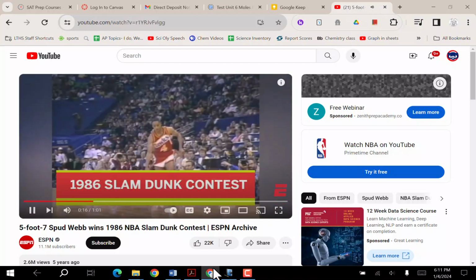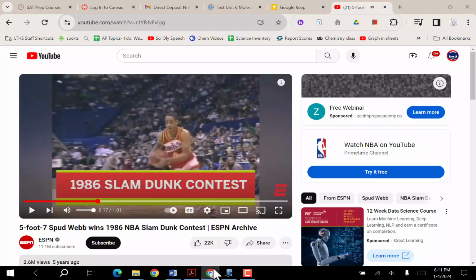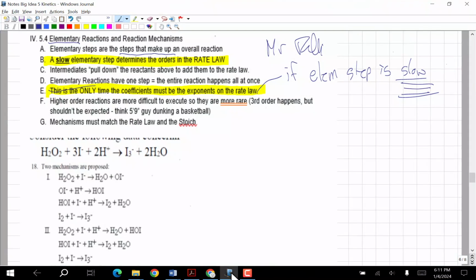Okay, so now if you think that that's the norm, sadly, you're wrong. It can happen, but you shouldn't expect it to happen. Mechanisms must match the rate law and the stoichiometry, and what that means by the stoichiometry is canceling correctly.